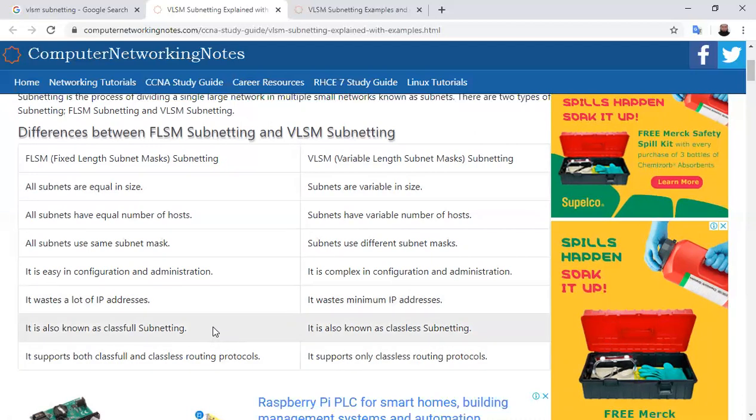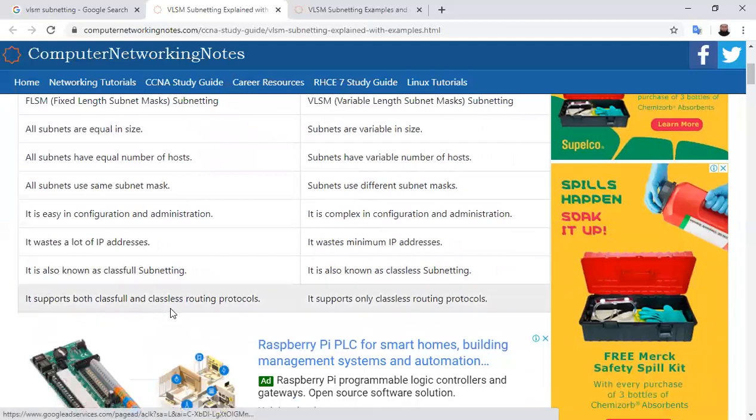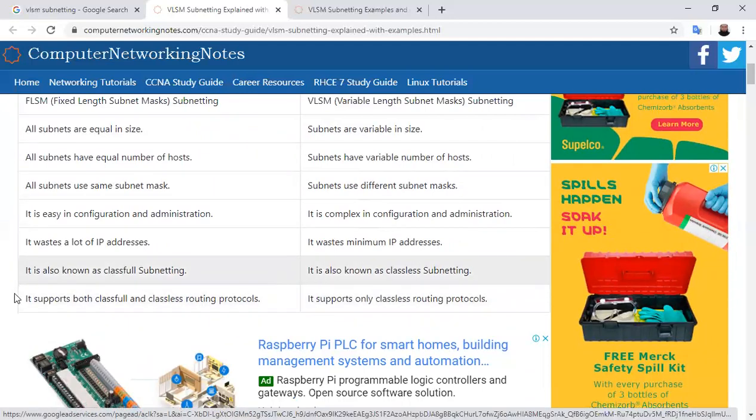Classful means /8, /16, and /24. Classless means /9 and so on. For class A, it will start from /9 to /30. For class B, it will start from /17 to /30. For class C, it will start from /25 to /30. FLSM supports both classful and classless routing protocols, but VLSM supports only classless routing protocols.